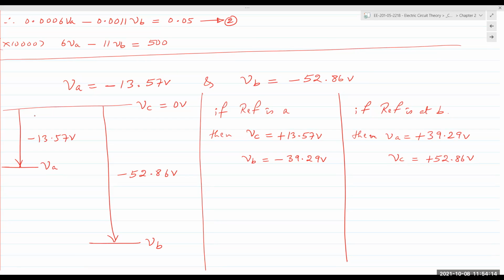It doesn't matter what assumption you make, the resistor voltages and the resistor currents will always be correct at the end. Doesn't matter what reference node you choose, doesn't matter what current direction you choose, as long as you're consistent within the problem, meaning you don't change your assumptions halfway through the solution, your answer will always be correct. That will not change. So it's also important to understand this diagram because it shows you exactly what it means. VC is 0, minus 13.57 just means A is that many volts below C, and B is minus 52.86 below C. That's all it means.